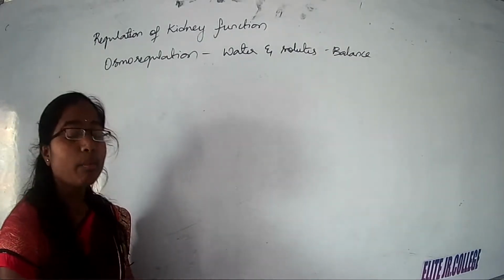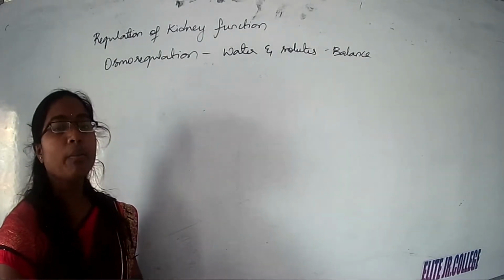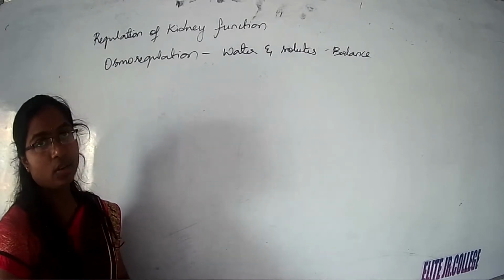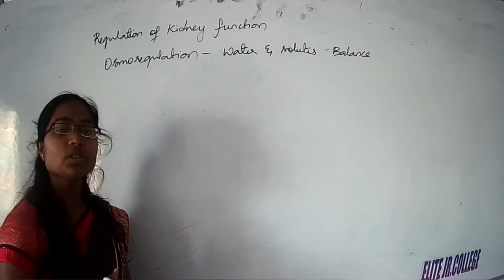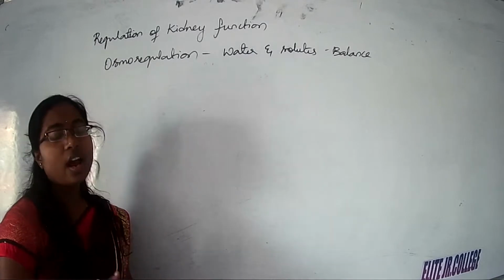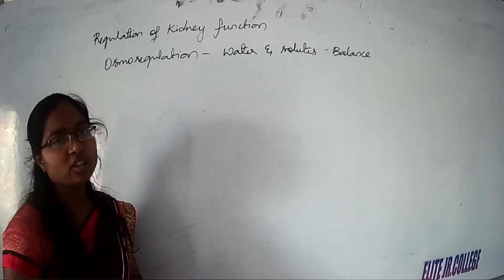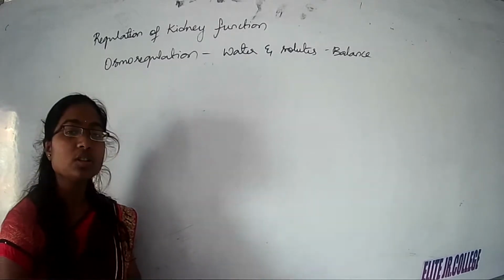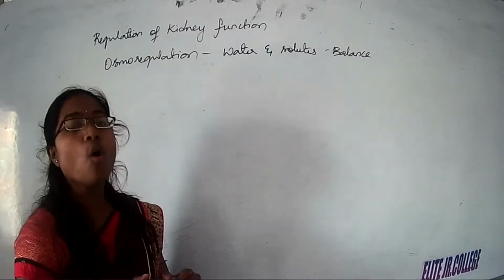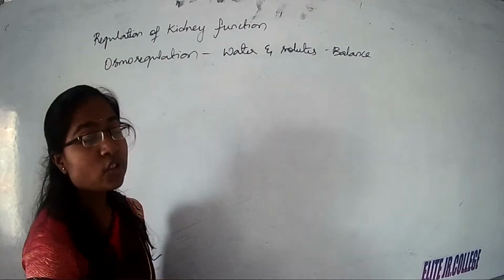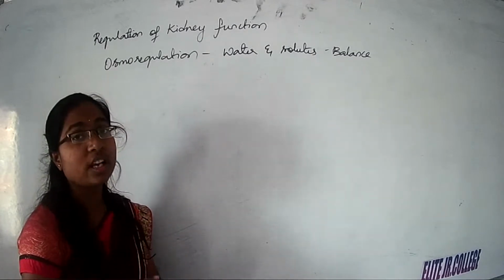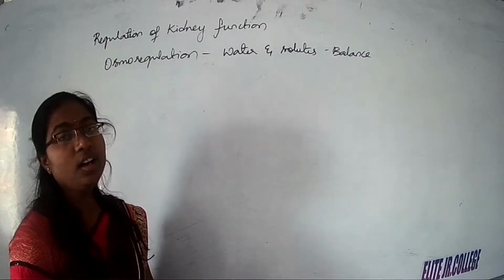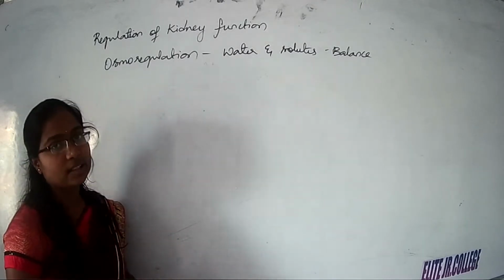Kidneys are the main organs which help in osmoregulation. The kidneys maintain osmoregulation by utilizing some hormones. So let us learn what those hormones are and how they affect the kidney's function in today's class.